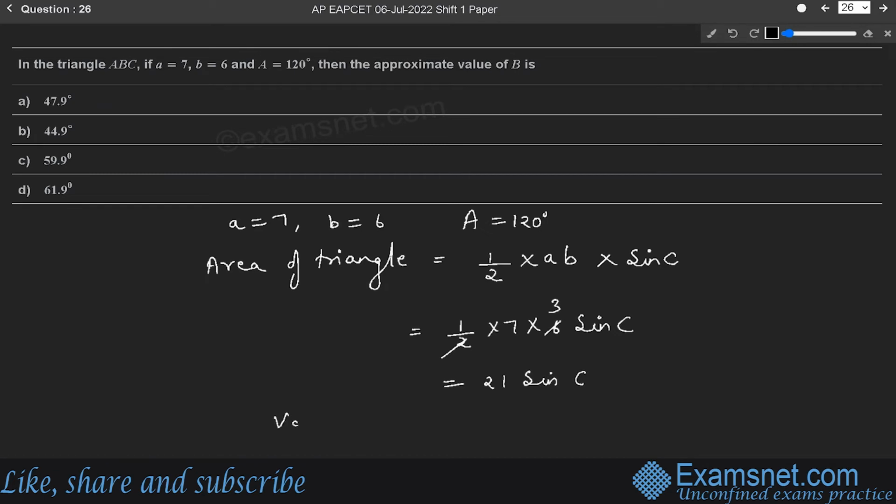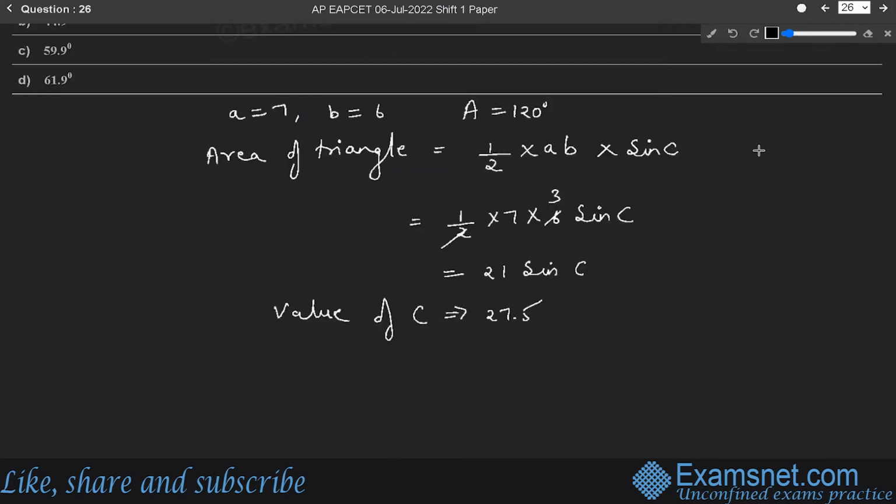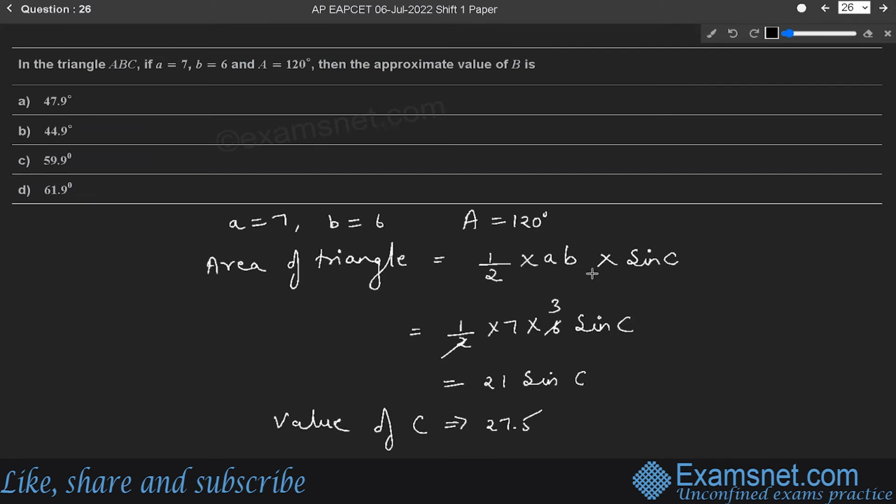This will be cancelled, so it becomes 21 sin C. Therefore, the value of C here will be 27.5, and hence the approximate value of B will be 47.9. So we can say that if A is 120 degrees and the value of C is 27.5, then the approximate value of B will be 47.9 degrees. Therefore, the correct option here is option number A.